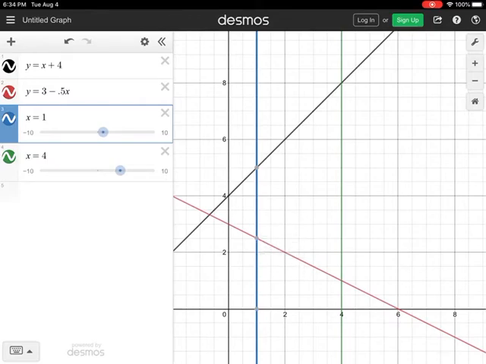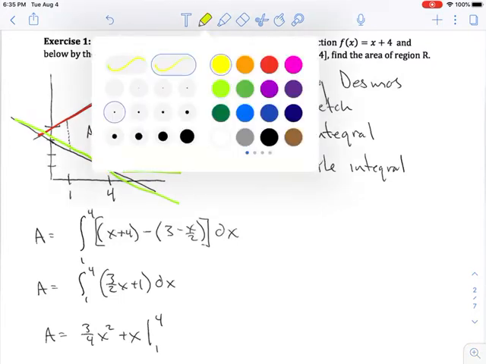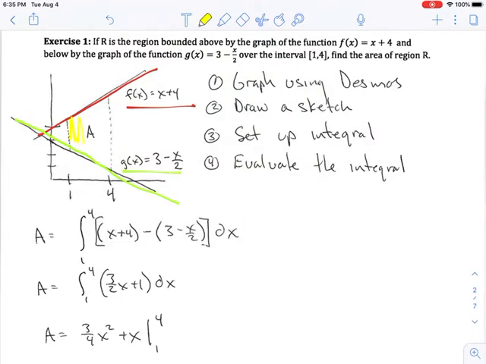So from there, make a sketch. It doesn't have to be a great sketch, just a little bit of a sketch on your paper so that you can see what's going on. Label the graphs appropriately. So this is that graph right there. And then this line down here is g of x. And the area that we're looking for is this area in here. So we graphed using Desmos and drew a sketch.